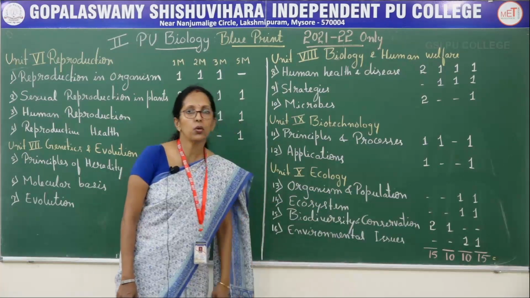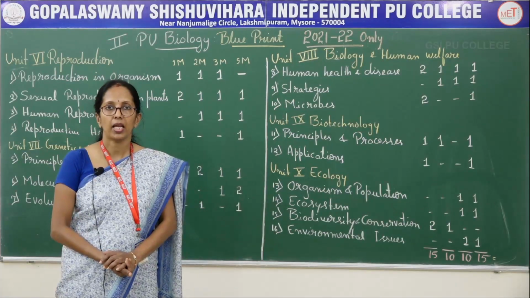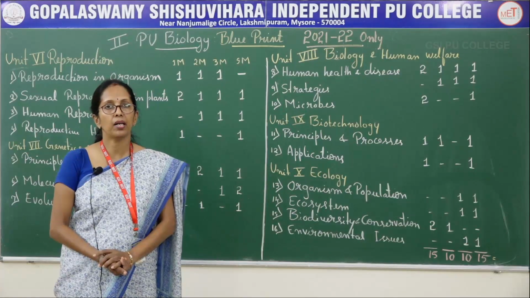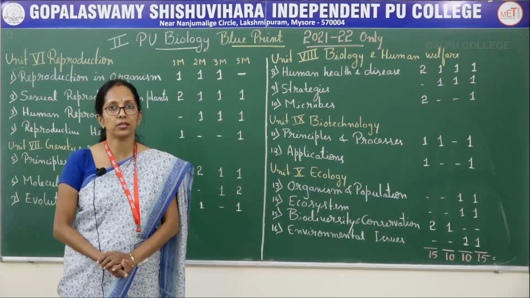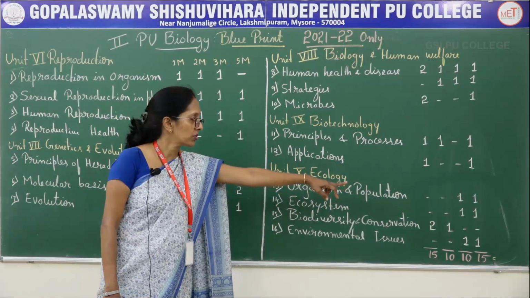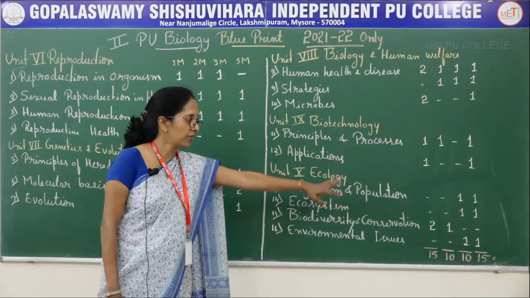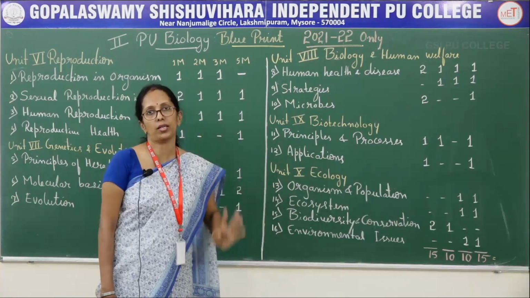Next, coming to the ecosystem, productivity, decomposition, energy flow, food web and food chain, standing crop, ecological succession and nutrient cycle. There is no 1 mark and 2 mark question, only 3 mark question is 1 and the 5 mark question is 1.